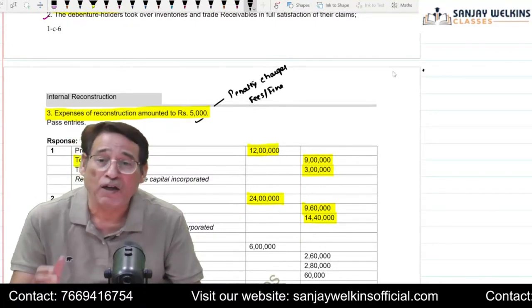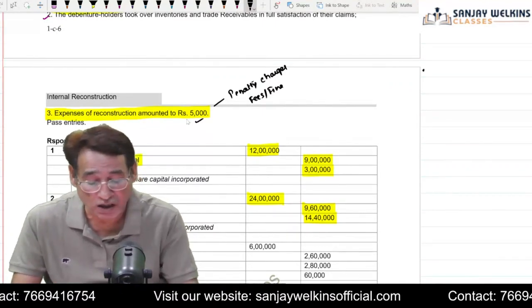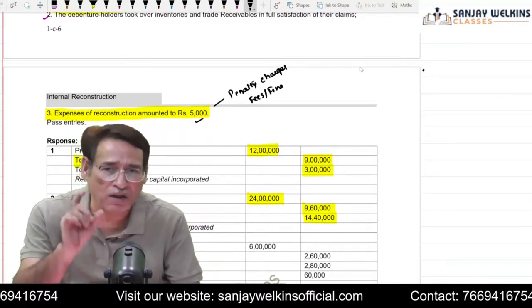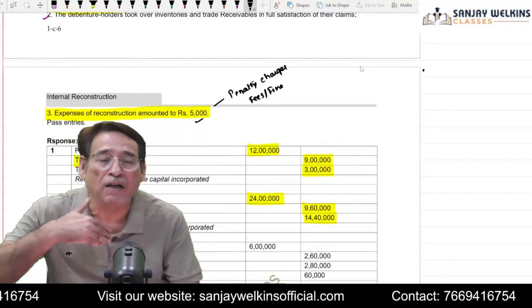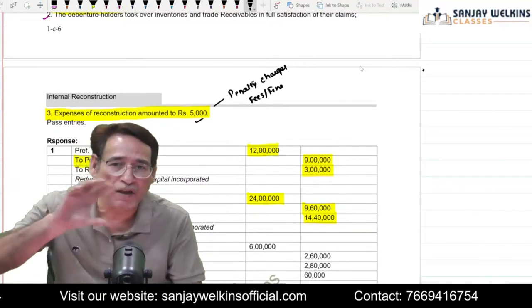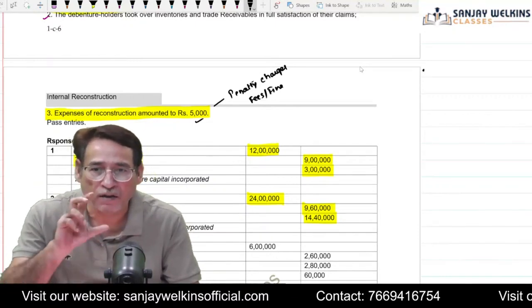So I was talking about this particular thing, penalty charges, fees and fines or reconstruction expenses, sometime it would be given. You must understand, first of all, that this is something which is not written in the balance sheet. That means this liability is not written in the balance sheet, correct?